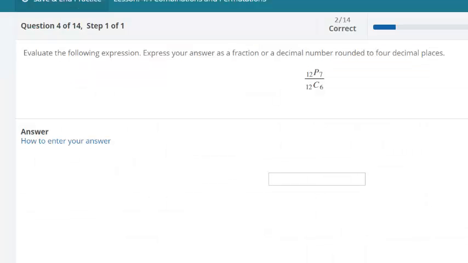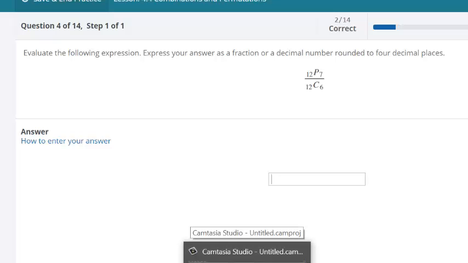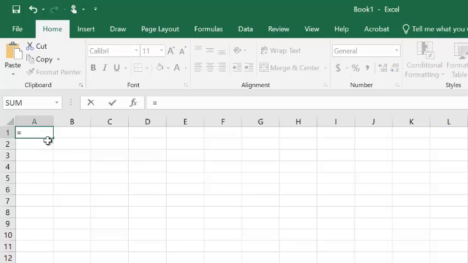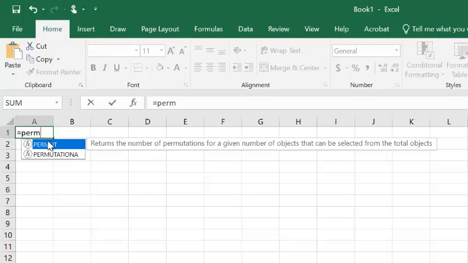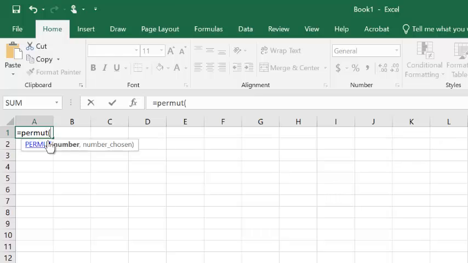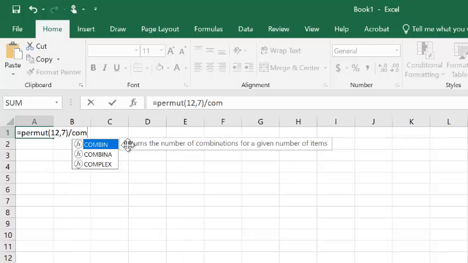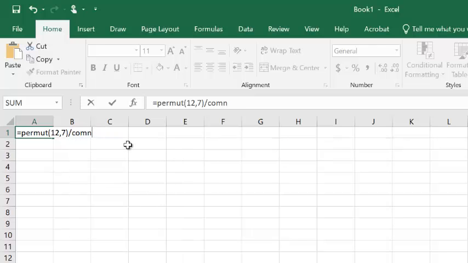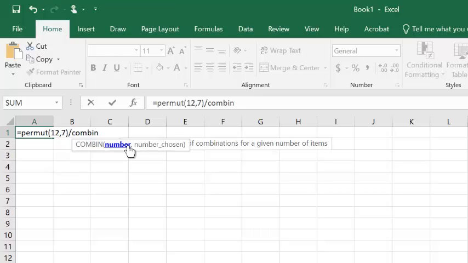Okay, now this one, we have a permutation divided by a combination. These could get kind of tricky if you're trying to do the arithmetic by hand, but in Excel this is not going to be hard. So we had a permutation in the numerator, and I believe there were 12 total items and we were permuting 7 of them. Close the parentheses, and then we want to divide by, we had a combination in the denominator, and there were 12, and I think we were permuting 6 of those.